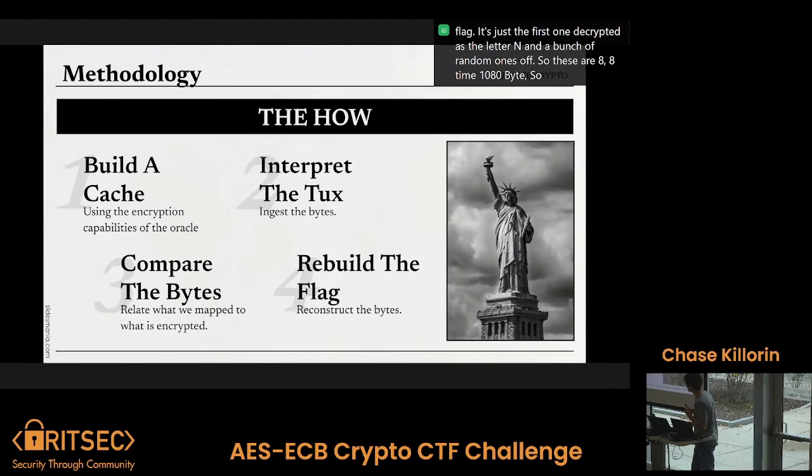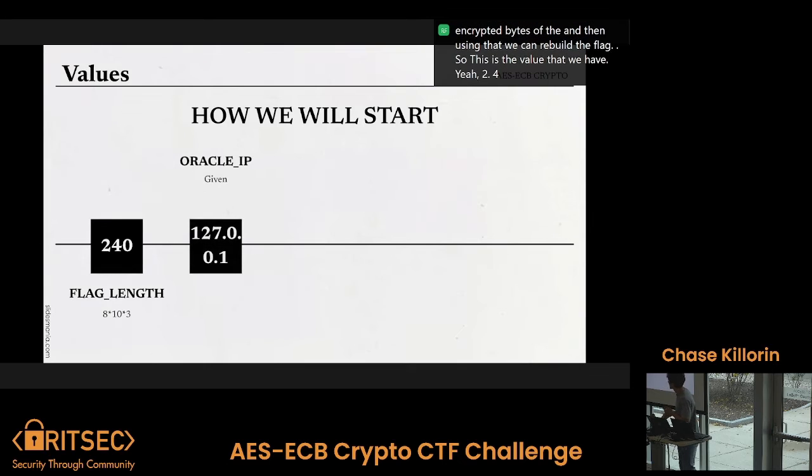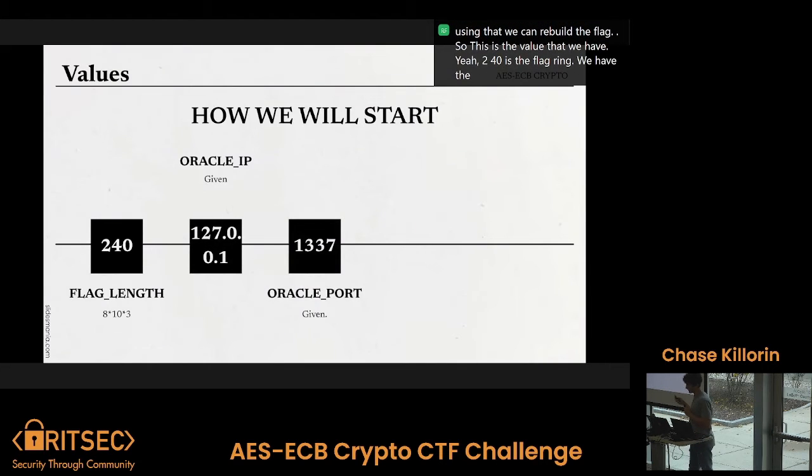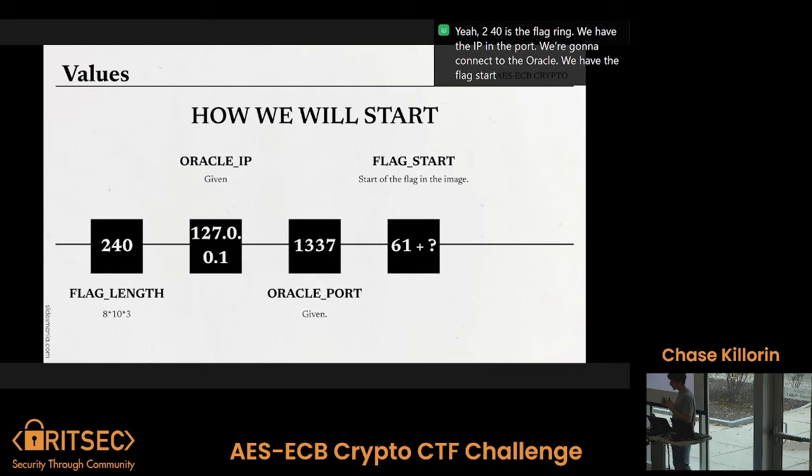So how we're going to do it is bring this all together. We realize that we can build a cache using the Oracle, basically having a map, mapping every possible encryption and comparing that to the encrypted bytes of the file. And then using that, we can rebuild the flag after. So this is how we're going to start. These are the values that we have. We have 240 as the flag length. We have the IP and the port, how we're going to connect to the Oracle. We have the flag start that we know starts at 61.